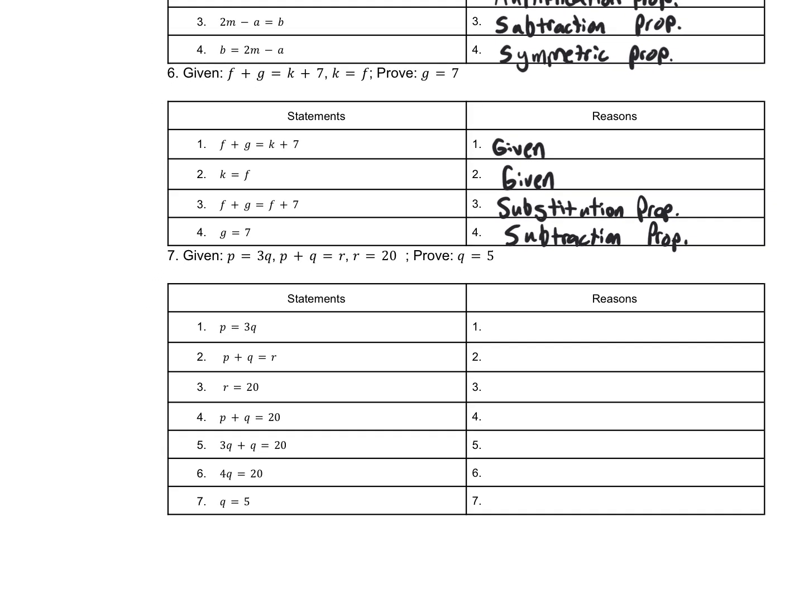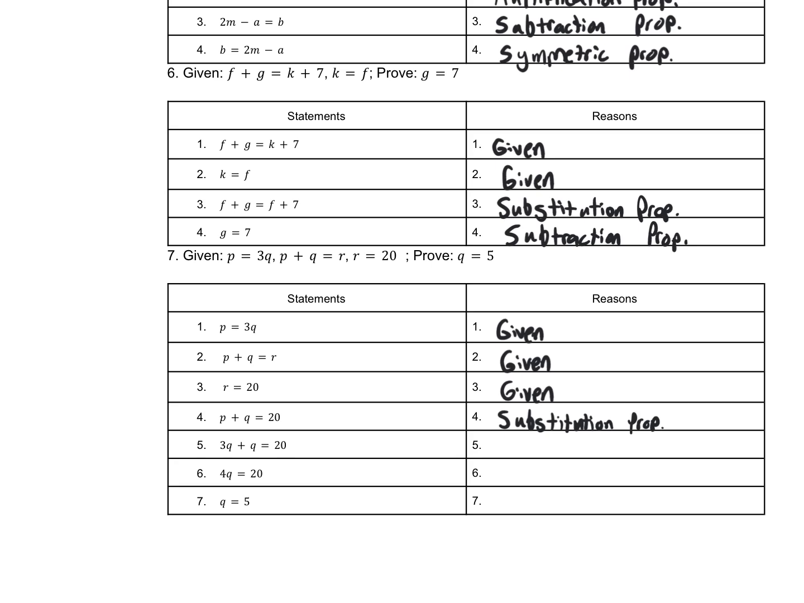For number 7, I'm given 3 statements. I'm given that P is equal to 3Q, P plus Q equals R, and R equals 20. So the reason why I write all of those first is that they are all given. P plus Q equals 20. I can make that statement true because I can substitute in a 20 for an R, because I know that is true. So, substitution property.